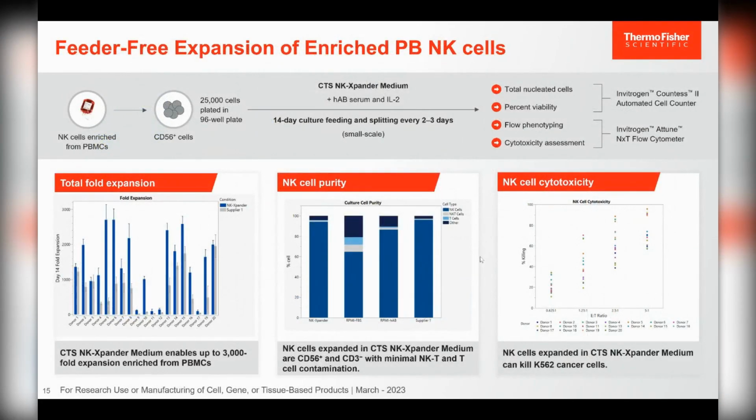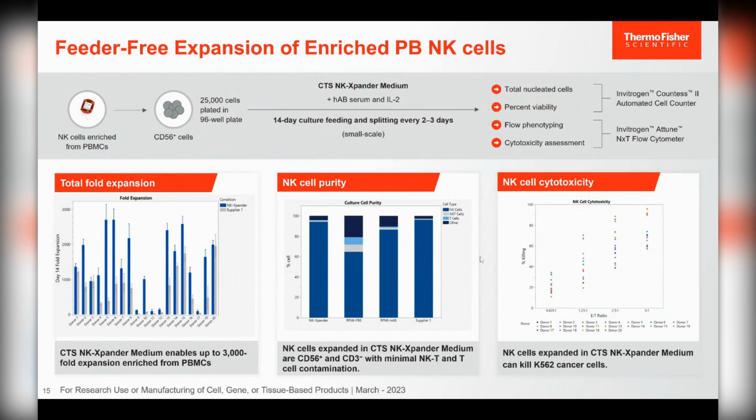So this is the NK cell expansion. We isolated the NK cells from the PBMC, and we used our NK-Xpander media here to expand the NK cells. On the left side panel, the graph, you can see the NK-Xpander supplemented with 5% human serum and 500 units per mL IL-2, feeding these cells every 2 to 3 days, beginning from day 5. And we can see here the fold expansion is good, up to 3,000 fold in 2 weeks.